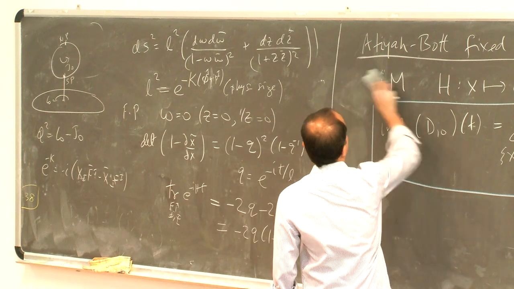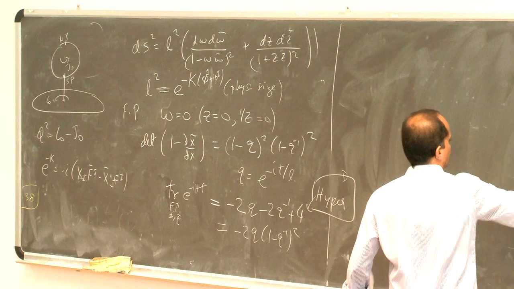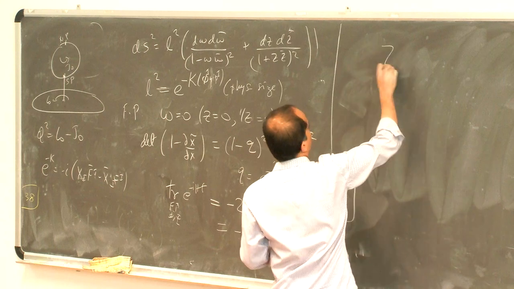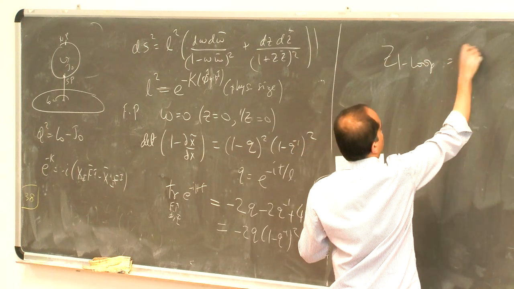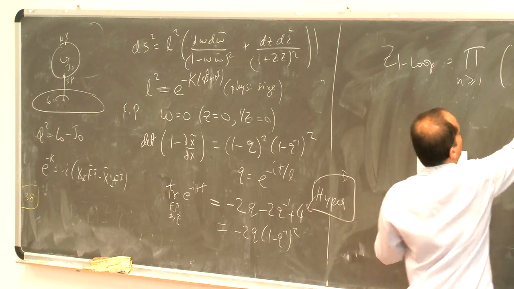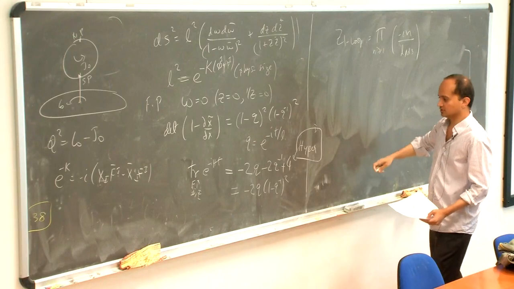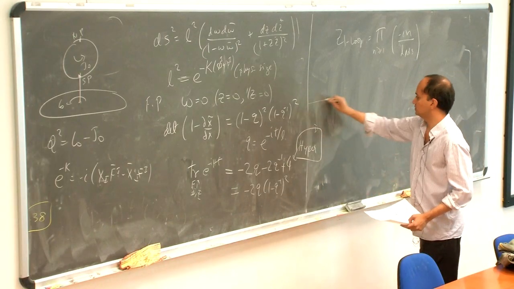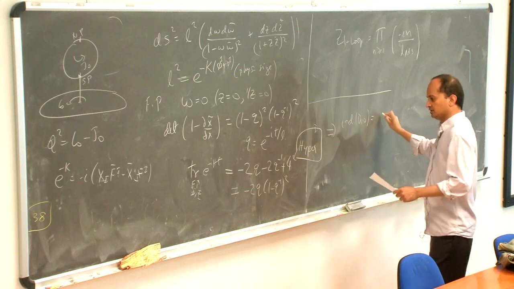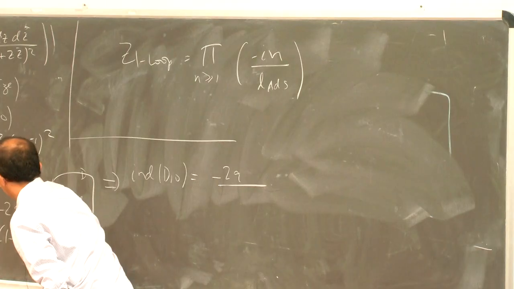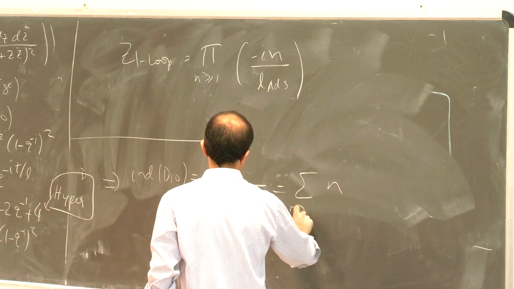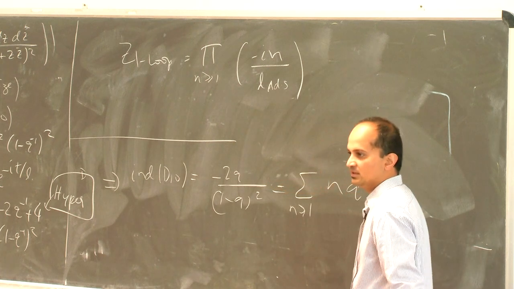So we put this all together, and what you get is Z one-loop is the product over n greater than or equal to 1 of n over L AdS. Those are the eigenvalues. Continuing, this implies that the index is minus 2q over 1 minus q inverse squared divided by that, so it's 1 minus q squared. So it's the sum over n greater than or equal to 1 of n q to the 4n.